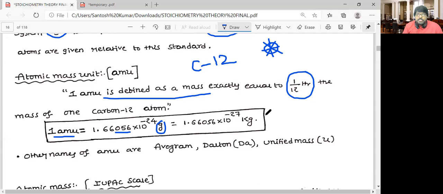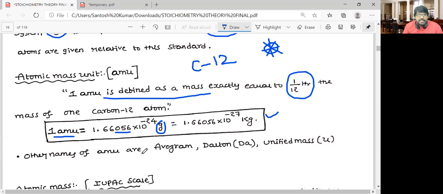Till completion of your final exam, whatever it may be, Mains, Advanced, NEET, you should remember this. So 1 AMU is 1.66 into 10 power minus 24 grams, or 1.66 into 10 power minus 27 kilograms.